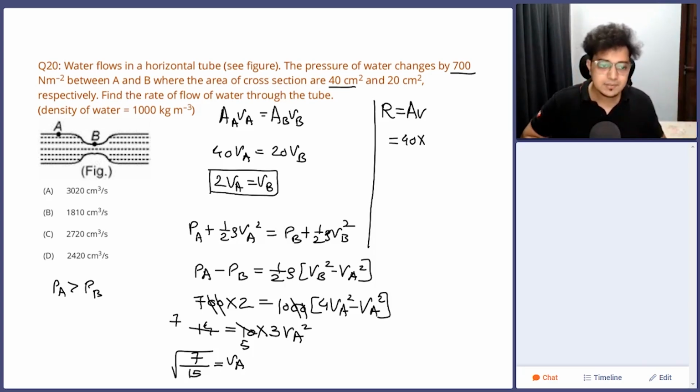So VB replaced as 2 times VA, 4VA square, 3VA square. So 4 into 7 into 2, 14 divided by 10 divided by 3. Wait a minute. The zeros and 2 and 10 cancel. 5, 5 into 3, 14. Let's check the calculation here.